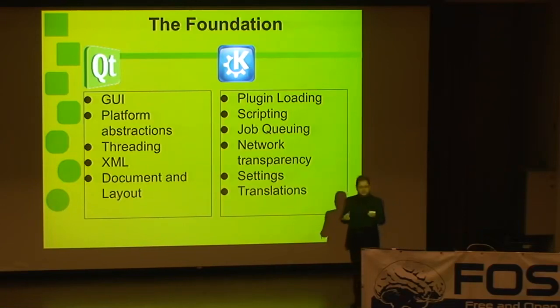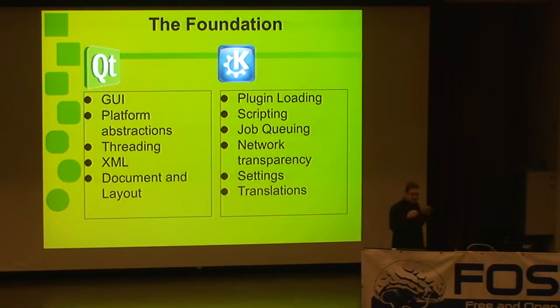Scripting. Scripting is done using the Kross library, which means that if you want to extend a Calligra application with a script, you can use any language which Kross supports, which is Python and Ruby and Perl and Java and JavaScript and even something called Falcon. We use it for job queuing, which is another form of threading. For instance, printing is done in the background using threading.